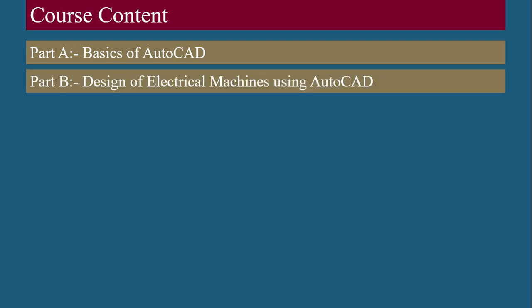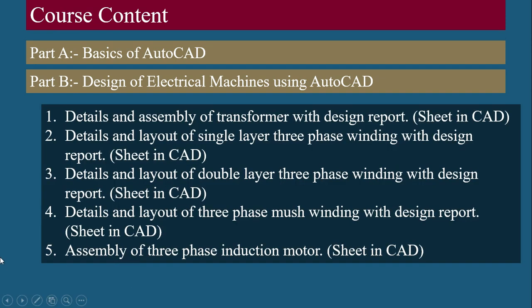And Part B will be design of electrical machines using AutoCAD, in which there are different practicals like design and assembly of transformer with design report, details and layout of single layer three phase winding with design reports, and details and layout of double layer three phase winding with design reports. So these practicals I'm going to cover, like first I will cover the numericals, and based on those designs we are going to create these drawings in AutoCAD software. So let us move further with the first session, that is nothing but the basics of AutoCAD.